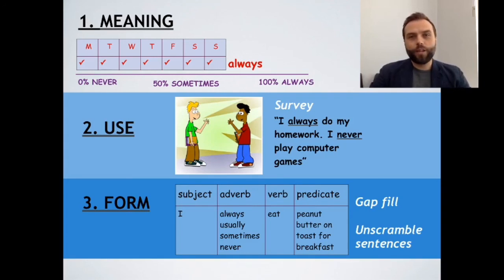Okay, I hope that was really useful, and next time you're teaching grammar and vocabulary, analyze it first in terms of MUF, and then think about how you're going to teach it in terms of MUF.